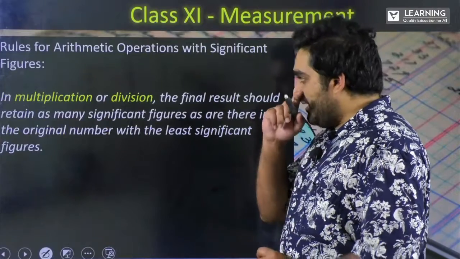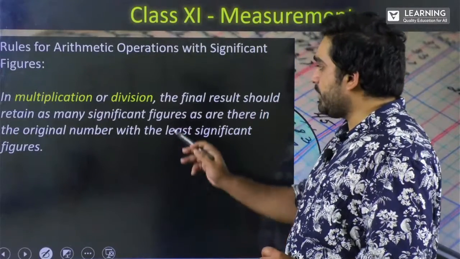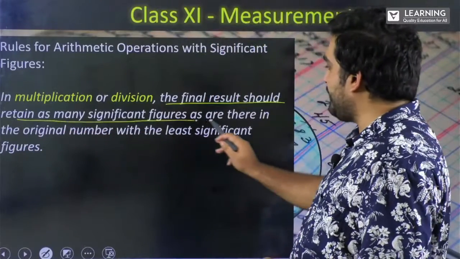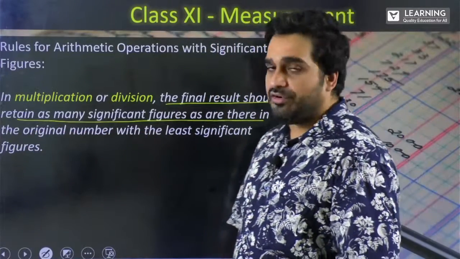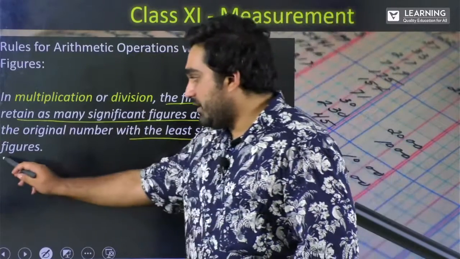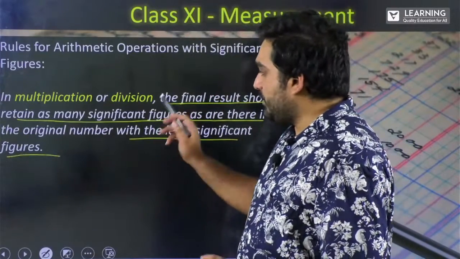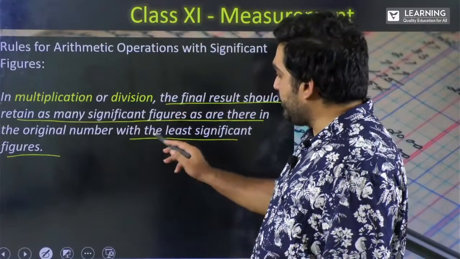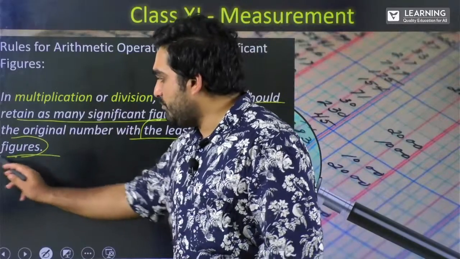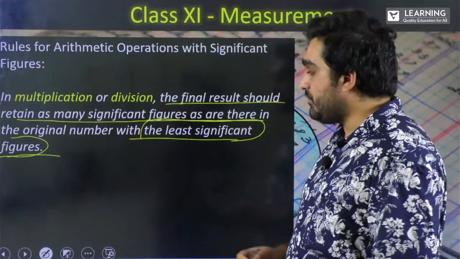Quick rule in multiplication or division: the final result should retain as many significant figures as there are in the original number with the least significant figures, and that is exactly what we did. The final result's significant figures matched the least significant figures of the product or the division of the two numbers.